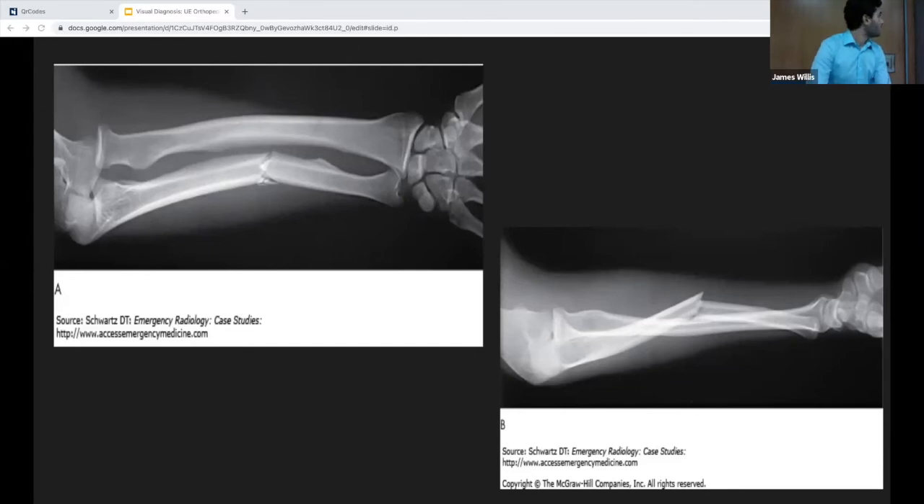So can anyone read these images for me going through our systematic approach? What are the changes in alignment, if any? What fracture do you see? Any joint space changes or soft tissue swelling? We can start with the obvious fractures that you see. Big one in the middle.